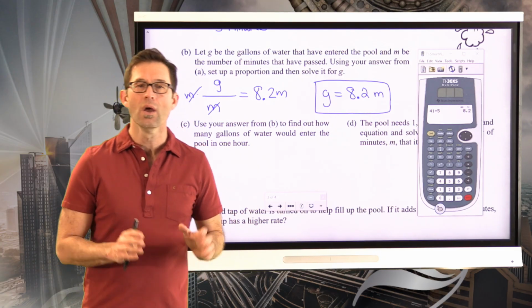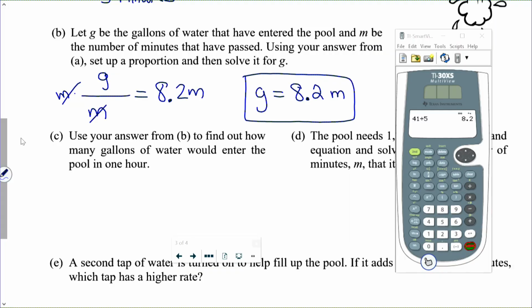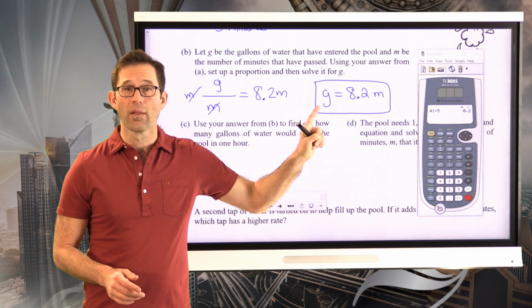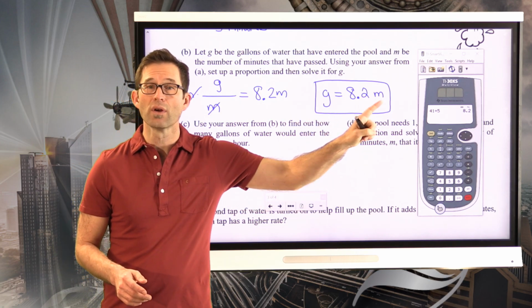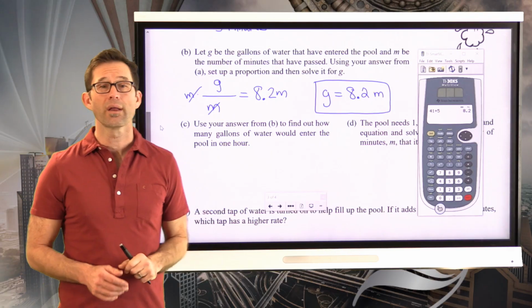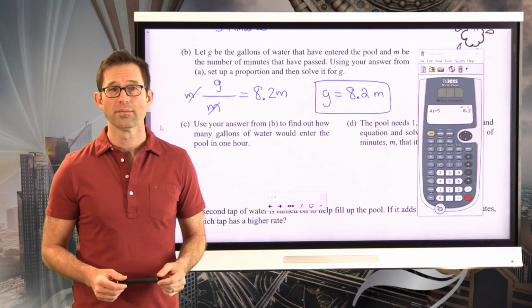All right, now let's see what we can actually do with that equation. Once we have an equation, we can tend to do quite a bit with it. So letter C. Use your answer from B to find out how many gallons of water would enter the pool in 1 hour. Awesome. Well, you've got your equation that tells you the number of gallons will be equal to 8.2 times the number of minutes. You've got a calculator to help you out as well. You try to answer letter C, how many gallons will enter the pool in just 1 hour?